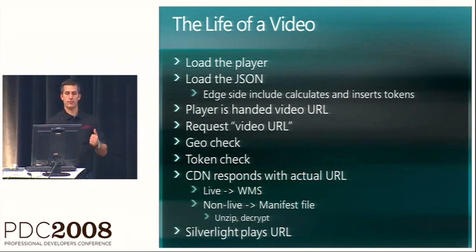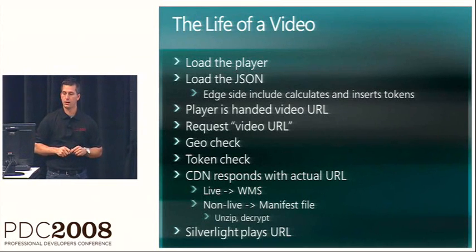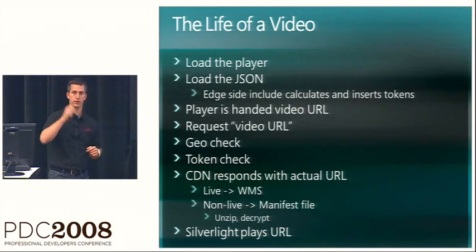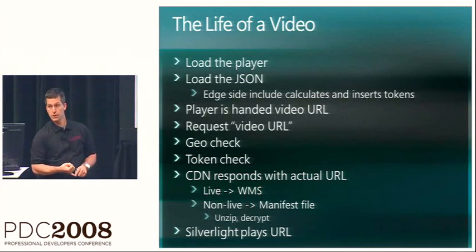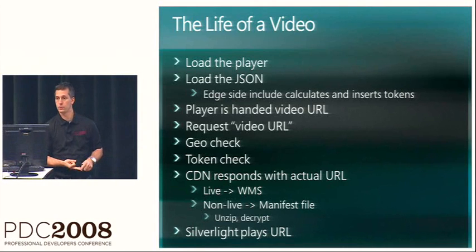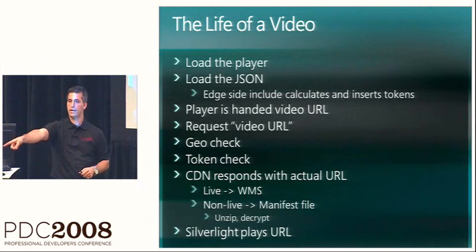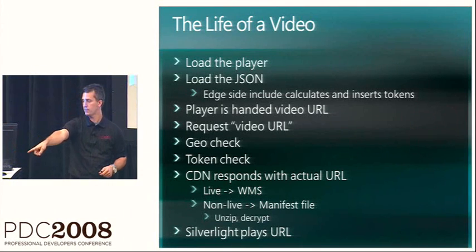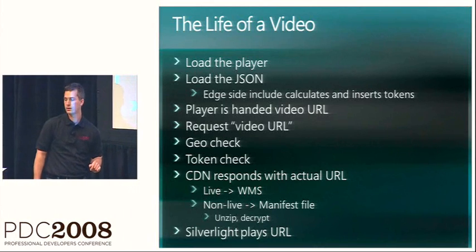The players then handed back that URL that it thinks is the right URL. And then it says, OK, give me the video. And then we go back to the CDN. They do a geo check. If you pass that, then we go ahead and do a token check. If you pass that, then the CDN responds with either the access to your WMS live server for live content, or the manifest file for the chunk content that I'm going to play to you.